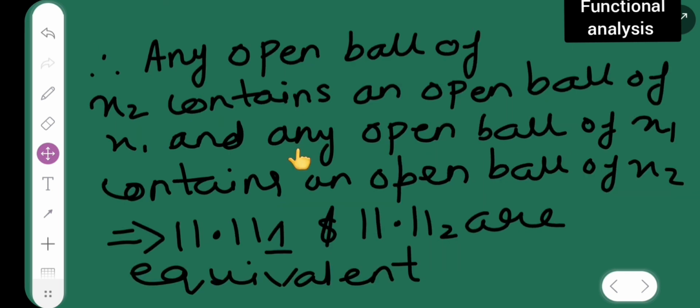Next, I'll turn the page. Therefore, any open ball of X2 contains an open ball of X1, and any open ball of X1 contains an open ball of X2, which implies norm 1 and norm 2 are equivalent. So here we are done with today's lecture. In the next lecture I will be proving more theorems and more proofs, okay?